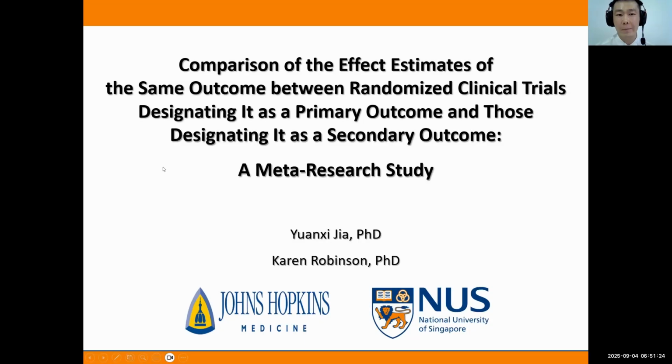My name is Yuan Xijia from the National University of Singapore. I'm happy to present our study with a very long title. It's called Comparison of the Effect Estimates of the Same Outcome between Randomized Clinical Trials that designating it as a primary outcome and those designating it as a secondary outcome, a meta-research study.